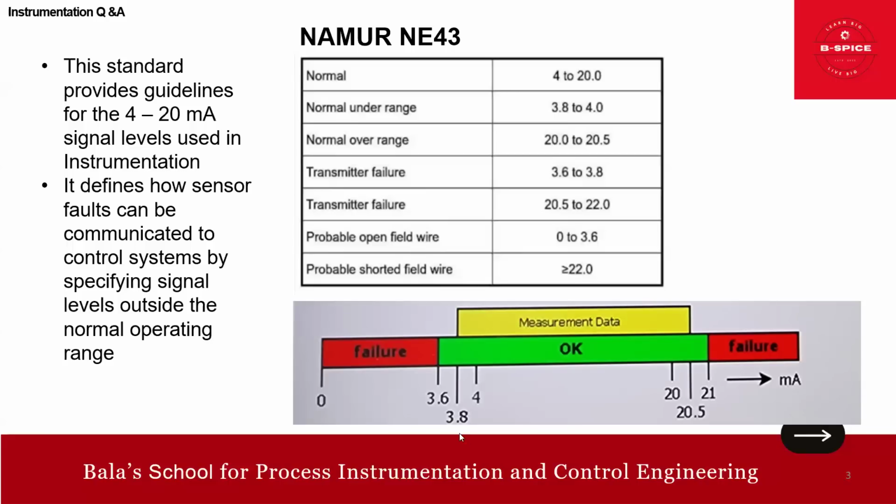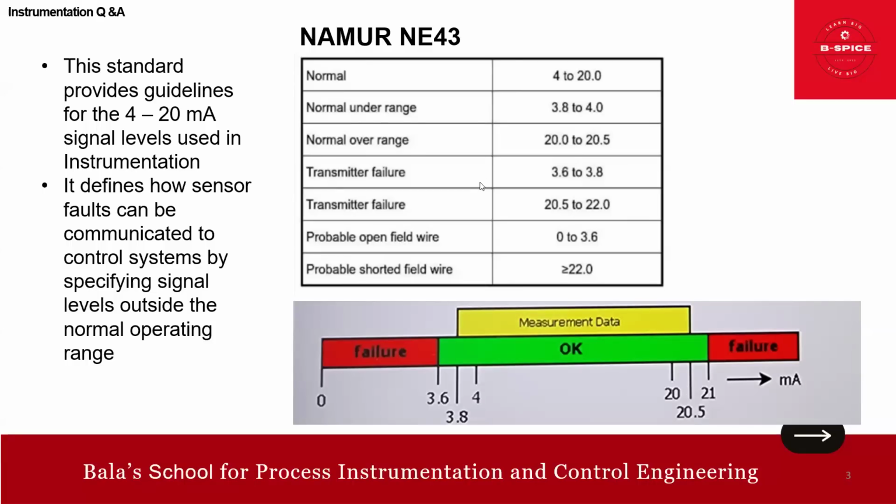These are the values, friends: 0, 3.6, 3.8, 4, 20, 20.5, 21, and above that, anything more than 22. Now you see, friends, the normal range: anything between 4 to 20 is a normal range. Normal under range means 3.8 to 4. Then normal over range is 20 to 20.5.